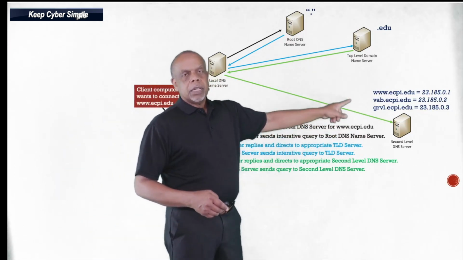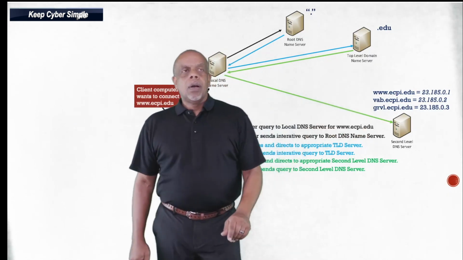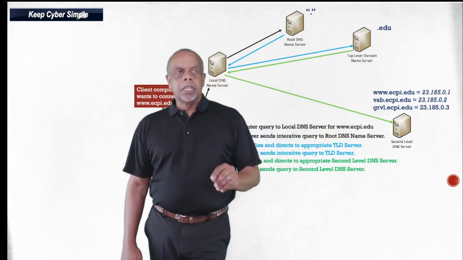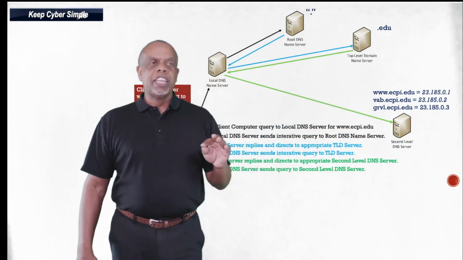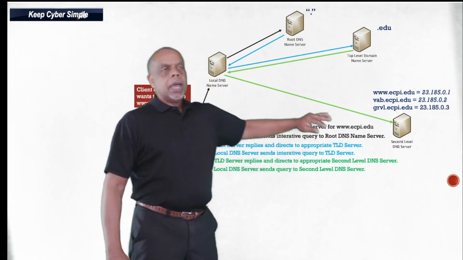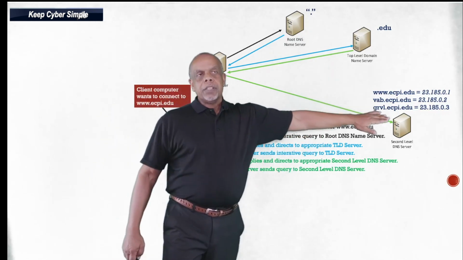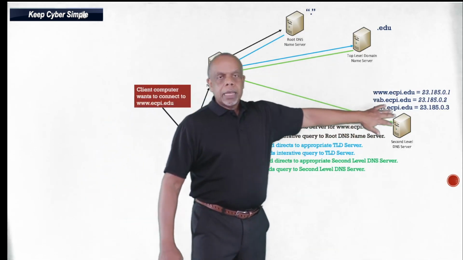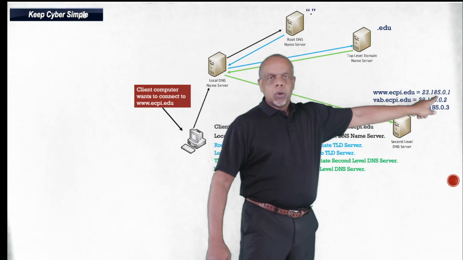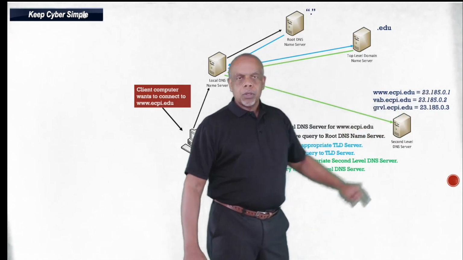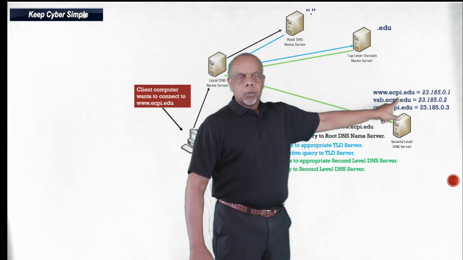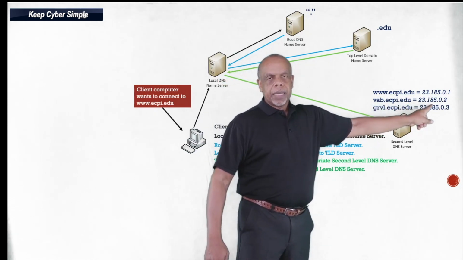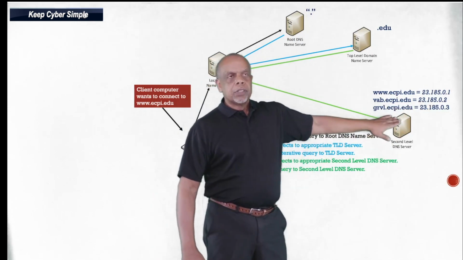Now at the second level, it says yes, because it controls ecpi.edu, it controls www.ecpi.edu, it controls vab.ecpi.edu, as well as it controls Greenville, grvl.ecpi.edu. And now it says, okay, guess what? I know what the IP addresses are for those locations. For the ECPI website, there's the IP address. For VAB ECPI, that's the address. And for the Greenville site.